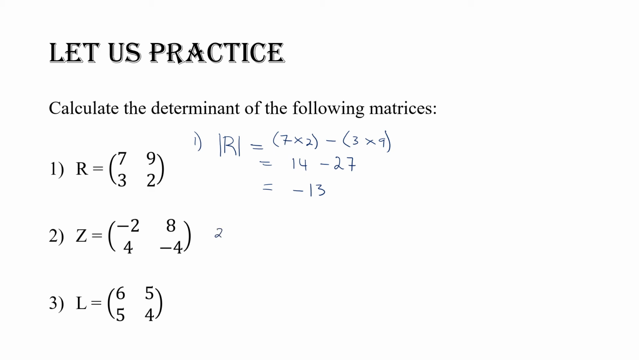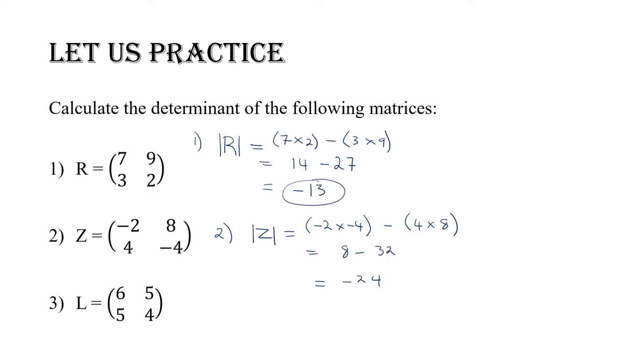Number 2, we want to find the determinant of Z. So we have Z, and that's equal to leading diagonal, so that's minus 2 times minus 4. And then taking away from that the minor diagonal, so that's 4 times 8. If I do the maths here now, negative 2 times negative 4, that will be just 8, and you're taking away 32 from that. Minus 32. 4 times 8 is 32. And of course, when we do the maths here, you're supposed to get negative 24 as your determinant.